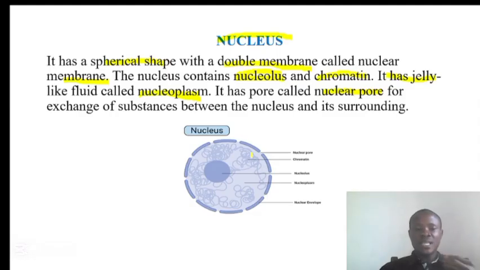When they want to get into the nucleus, they pass through this pore. When they want to get out of the nucleus, they pass through that pore as well, as we have on this slide, for exchange of substances between the nucleus and its surroundings.